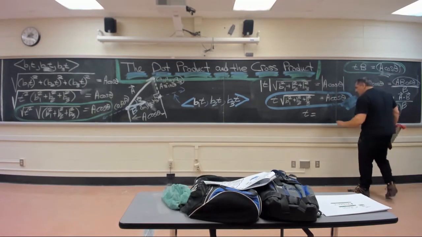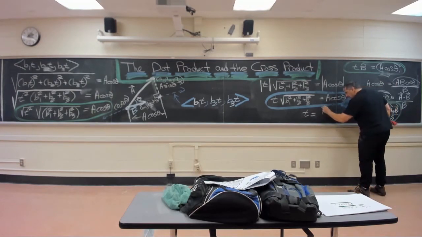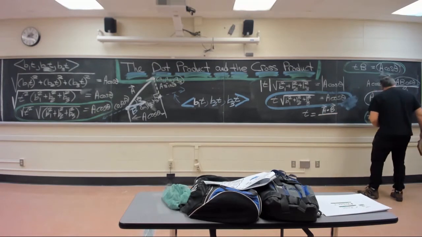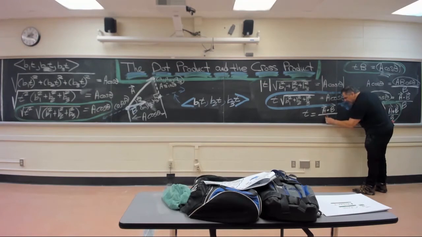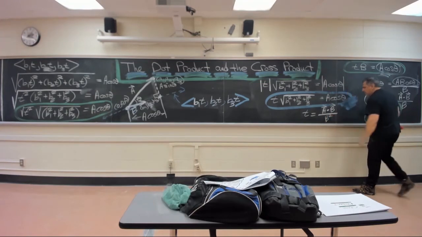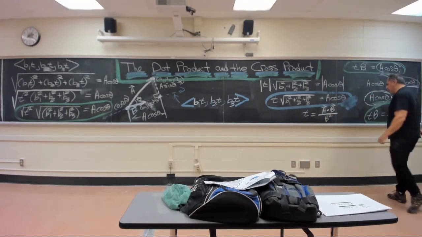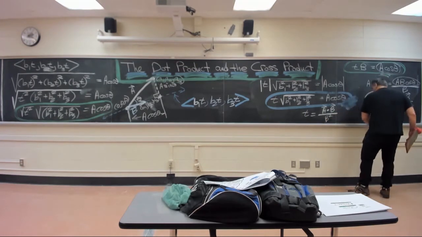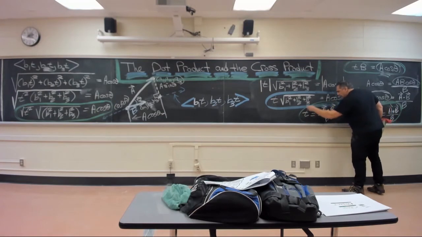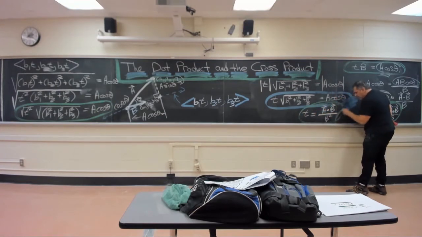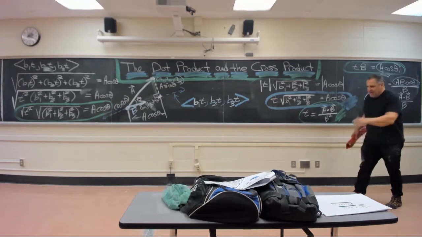T is equal to A vector dot B vector. Let me divide by capital B on each side. The magnitude of B vector, I got this. Okay, what does that mean?